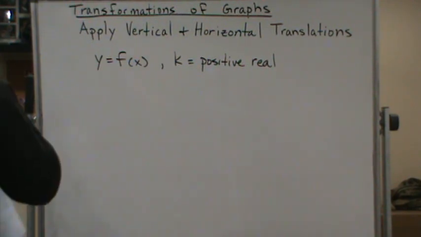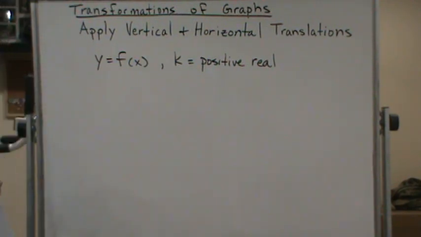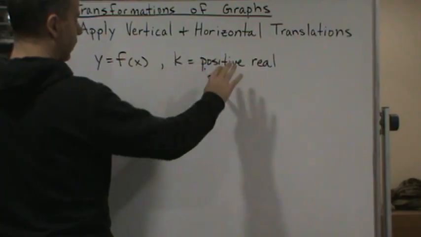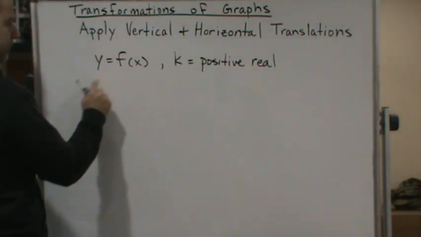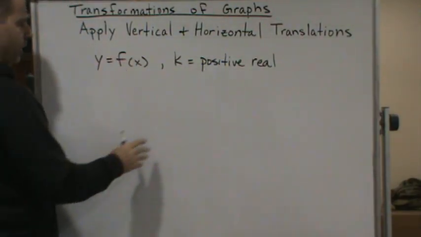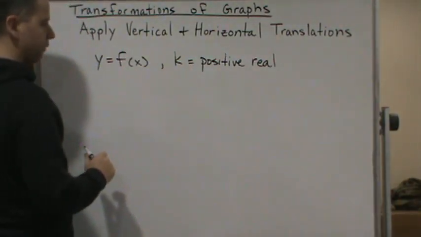All right, I lied. We're not going to do an example yet. I forgot about horizontal translations. So let's look again at our function. We have y equals f of x, that's our function notation. We've got k, which equals a positive real number.